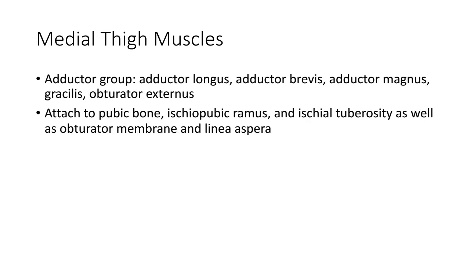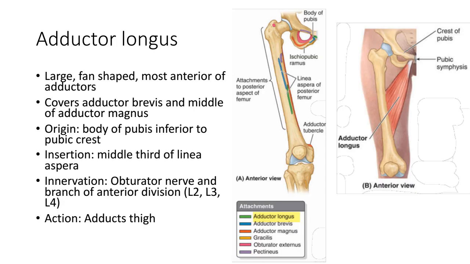Now we'll look at the medial thigh muscles. These are the adductor muscles. The adductor group includes the adductor longus, the adductor brevis, the adductor magnus, the gracilis, and the obturator externus. These muscles attach to the pubic bone, to the ischiopubic ramus, and to the ischial tuberosity. They also attach to that obturator membrane that covers the obturator foramen and the linea aspera of the femur.